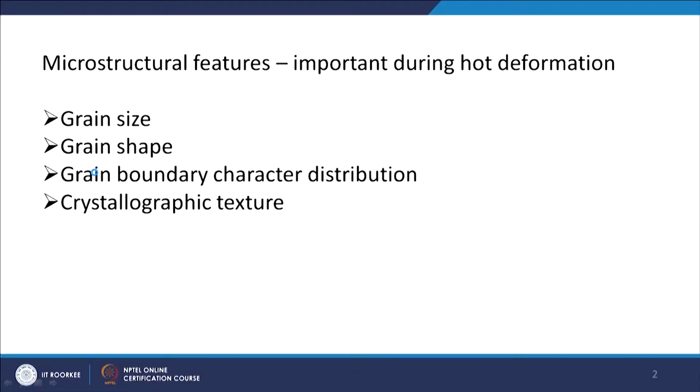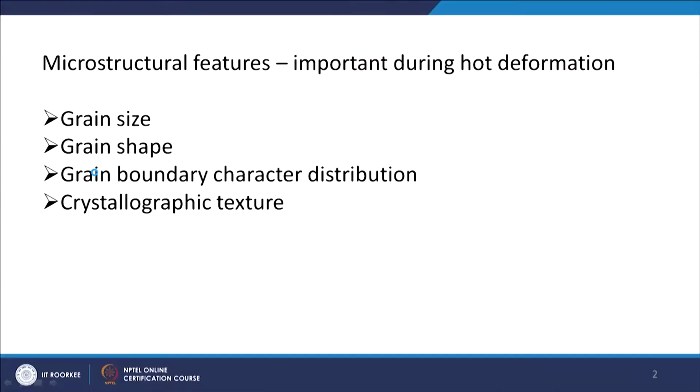Because with grain size refinement, as you know from the Hall-Petch relationship, you get more strength. Another is grain shape. With different hot deformation processes you get different kinds of shapes. It can be equiaxed shape, meaning in all the axes or in all the directions the size of the grain is the same, or it can have elongated grains, like this. Then grain boundary character distribution.